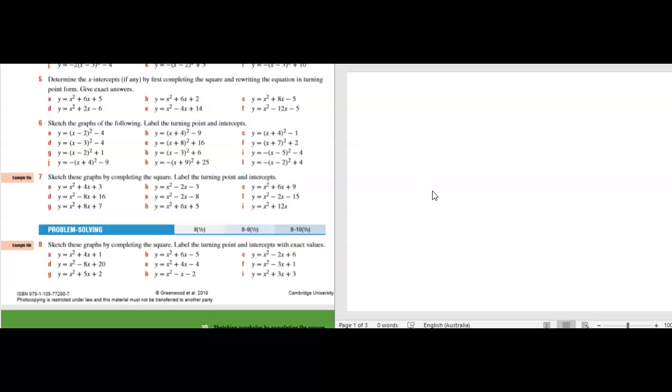All right, ladies, in this video, we're going to go through the harder questions in 7D. So I'm going to start off with question 7. In question 7, you have to complete the square and then sketch, whereas prior to that, in question 6, you were already given it in turning point form. So in question 7, we're completing the square and then sketching it. Let's have a look at 7A.